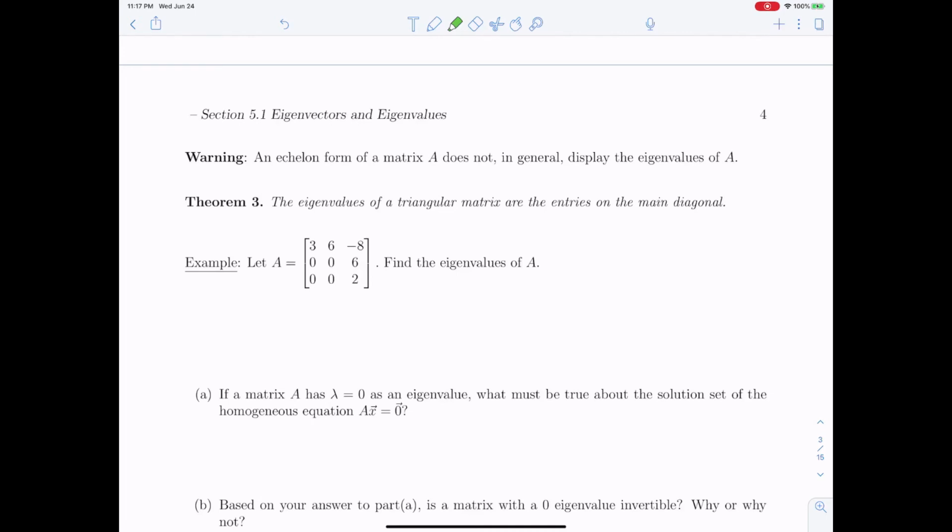So note that an echelon form of a matrix A does not display the eigenvalues of A, and this is because row operations change the eigenvalues of the given matrix. So if you have a 2 by 2 matrix given by 2, negative 1, negative 1, and 2, it is known that there are two eigenvalues, say lambda 1 equals 3 and lambda 2 equals 1.